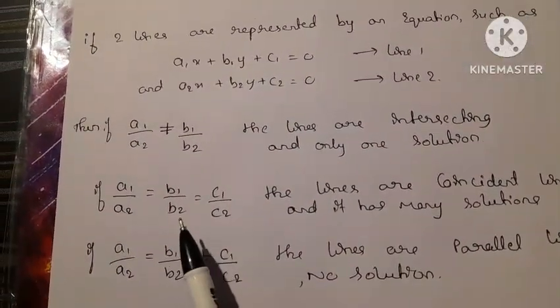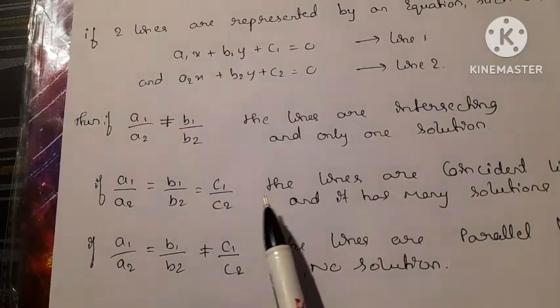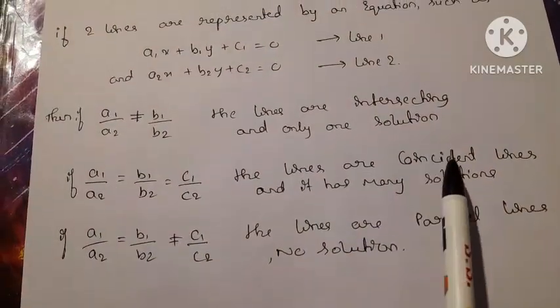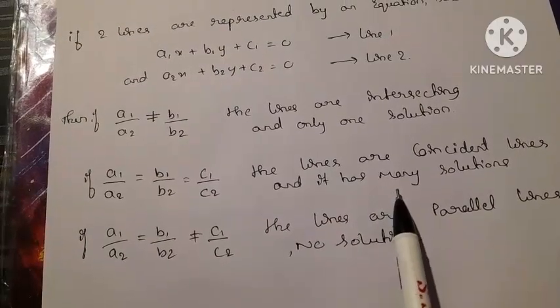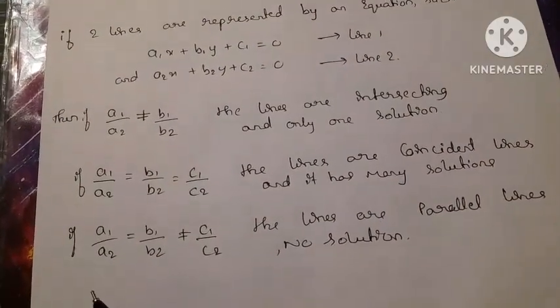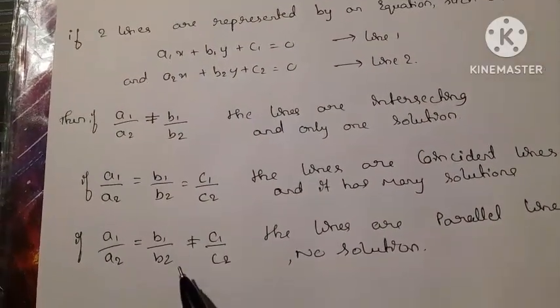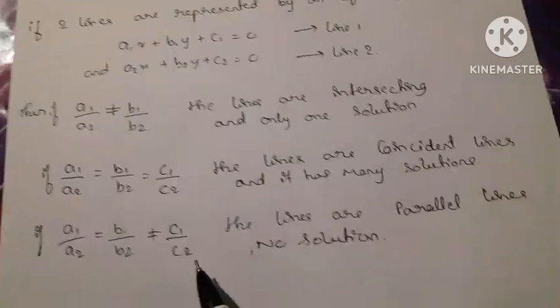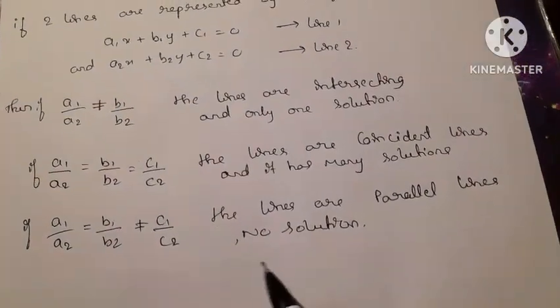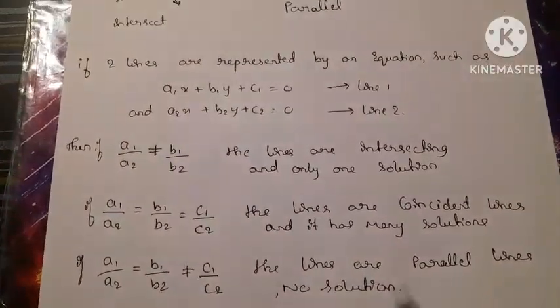Similarly, if a1 by a2 is equal to b1 by b2 equal to c1 by c2, the lines are coincident lines and it has many solutions, infinitely many solutions. And if a1 by a2 is equal to b1 by b2 but not equal to c1 by c2, the lines are parallel lines. Depending on these conditions, we will solve the second question.